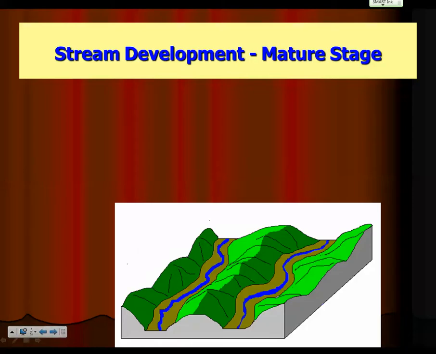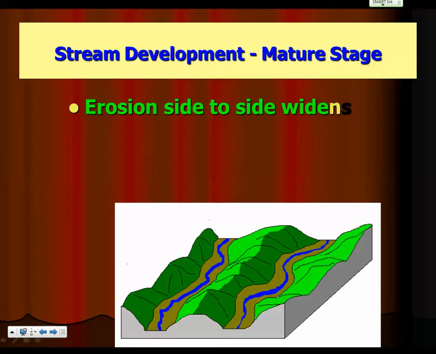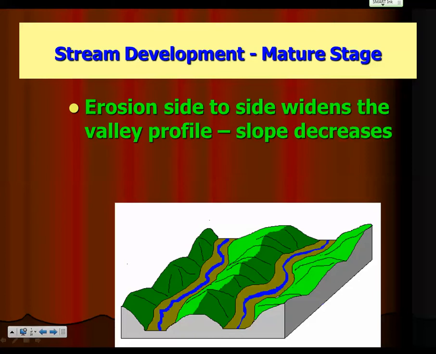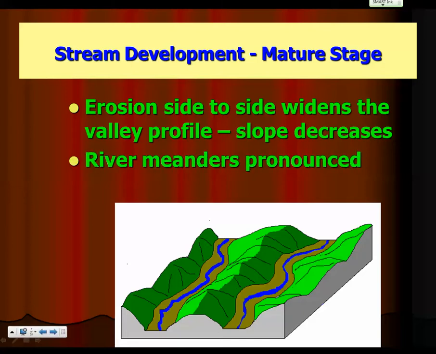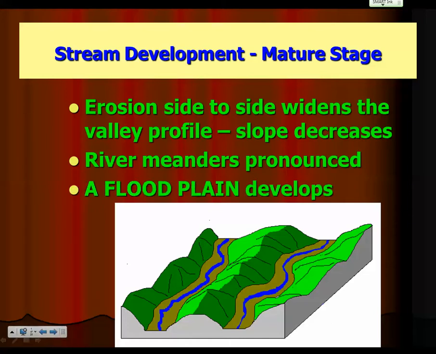Stream development. Now in the mature stage, you'll notice some differences here. It starts eroding side to side. It's widening the valley, and that's because slope is decreasing, so the water's going somewhere. It's putting its energy off to the sides, and that's flattening things out. And remember, we call that back and forth movement meandering, so it's more pronounced in mature streams. And that's where we get our floodplain, which is where the village we're in right now is built.